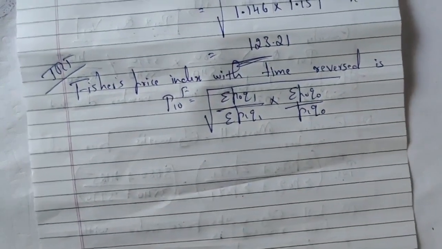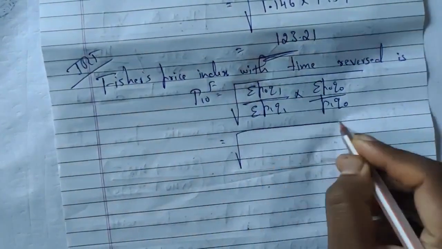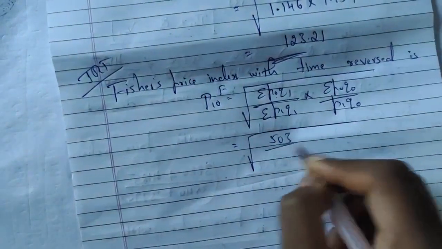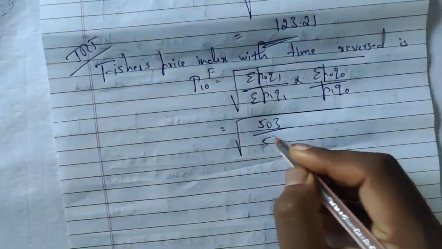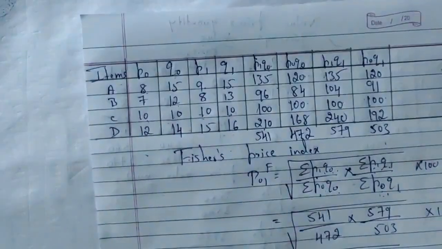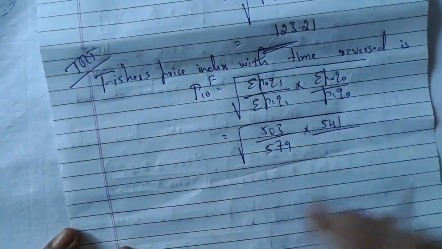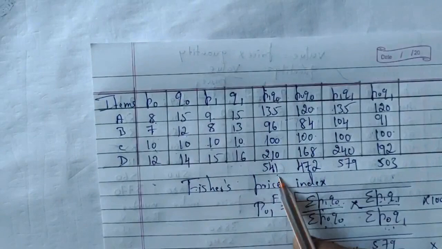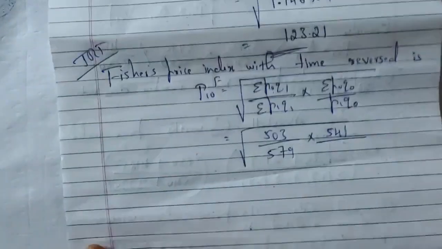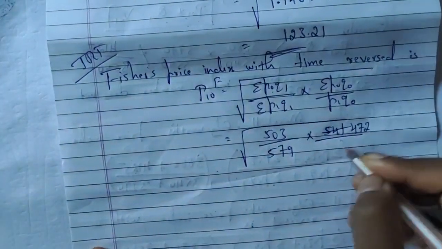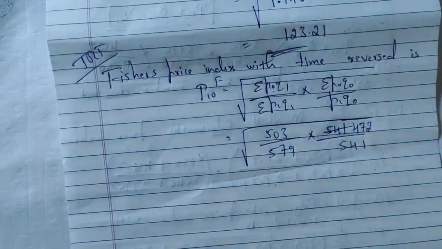Now substitute the values. Square root of P0 Q1, the value is 503, divided by P1 Q1, 579, into P0 Q0, 472, divided by P1 Q0, 541.